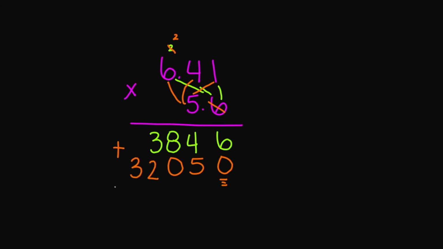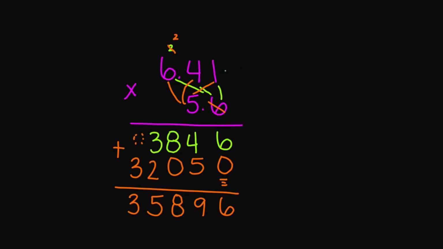Now we're going to add. 6 plus 0 is 6. 4 plus 5 is 9. 8 plus 0 is 8. 3 plus 2 is 5. And your imaginary 0 plus 3 is going to be 3.